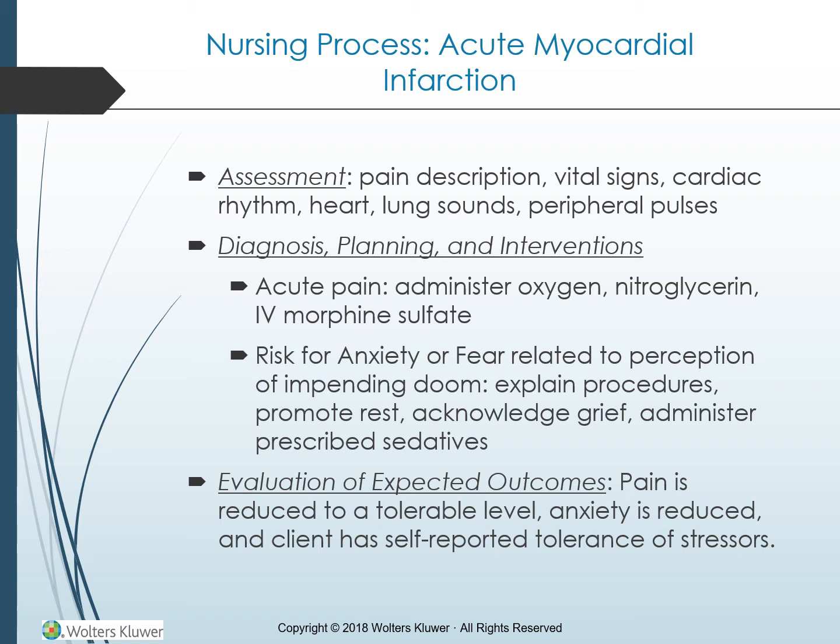Diagnosis, planning, and interventions. If there's acute pain, this is a review, you need to administer oxygen, nitroglycerin, and IV morphine sulfate. Risk for anxiety or fear related to perception of impending doom, meaning death. Explain procedures, promote rest, acknowledge grief, administer prescribed sedatives. And the evaluation of expected outcomes is that pain is reduced to a tolerable level, anxiety is reduced, and the client has self-reported tolerance of stressors.